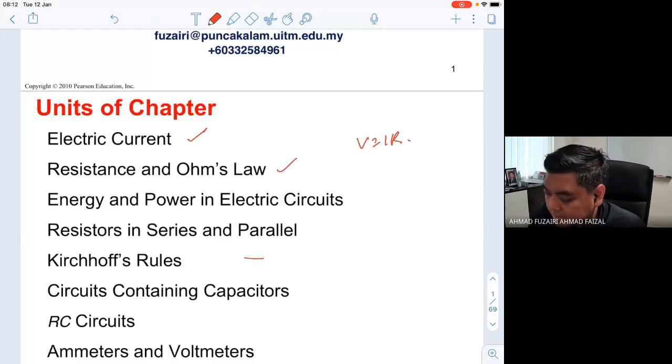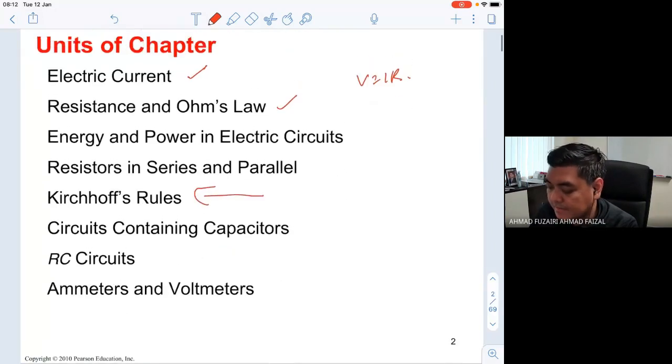This is quite new to you: Kirchhoff's rules. What is behind the Kirchhoff rules? We will learn later. And of course we will complete the chapter with the capacitors, in which we will combine capacitors in series or parallel.